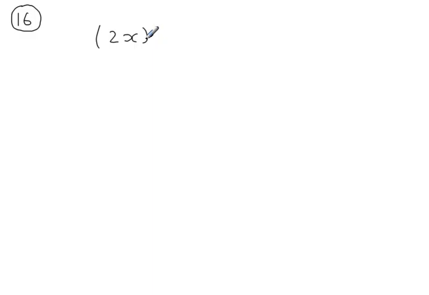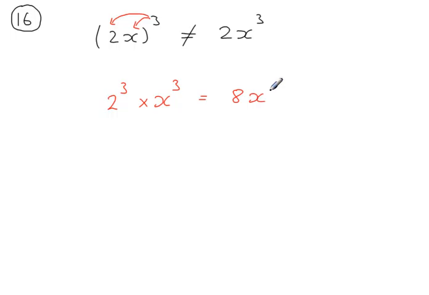2x cubed, so is that equal to 2x to the power of 3? I mean, that's a common mistake. It's not. Reason being, that power of 3 goes on the 2 and it goes on the x. What I should have is 2 to the power of 3 times x to the power of 3, which will give 8x cubed.